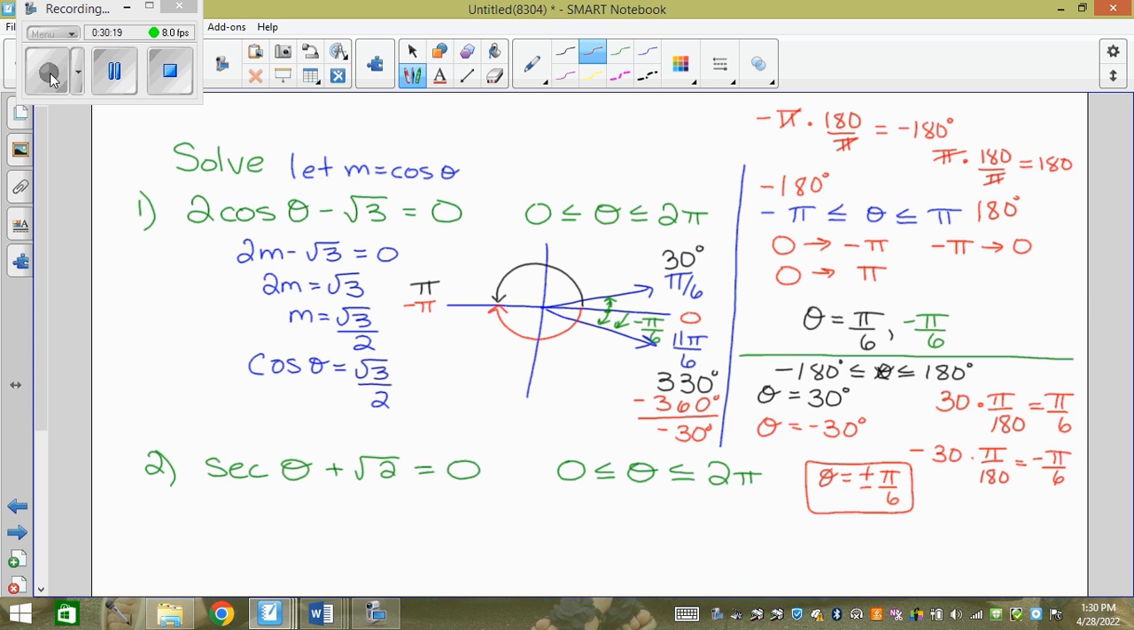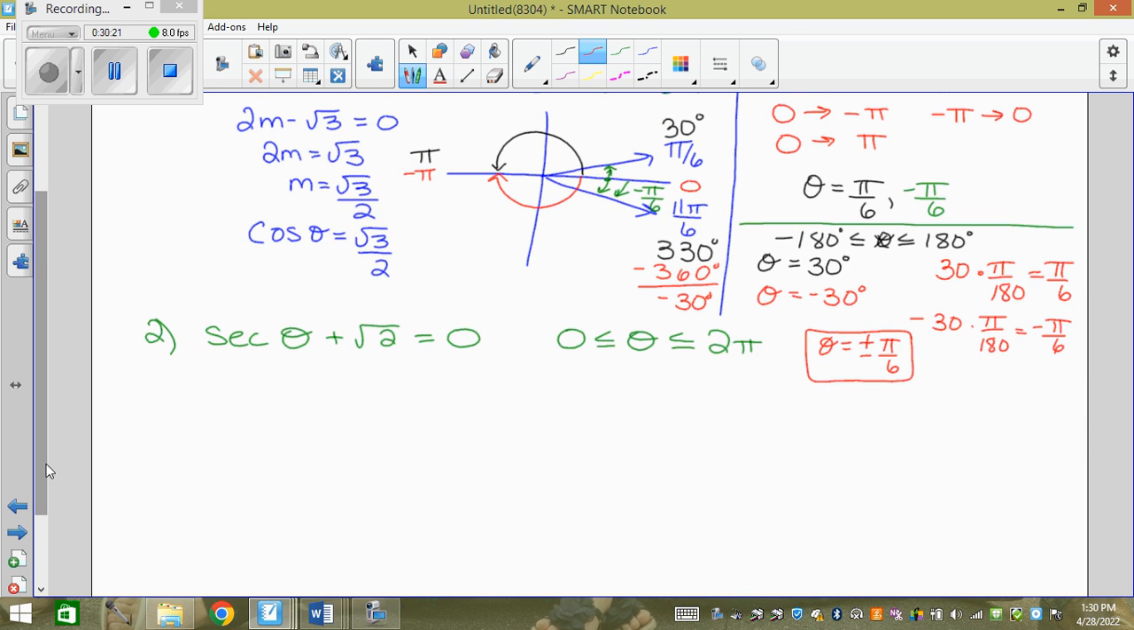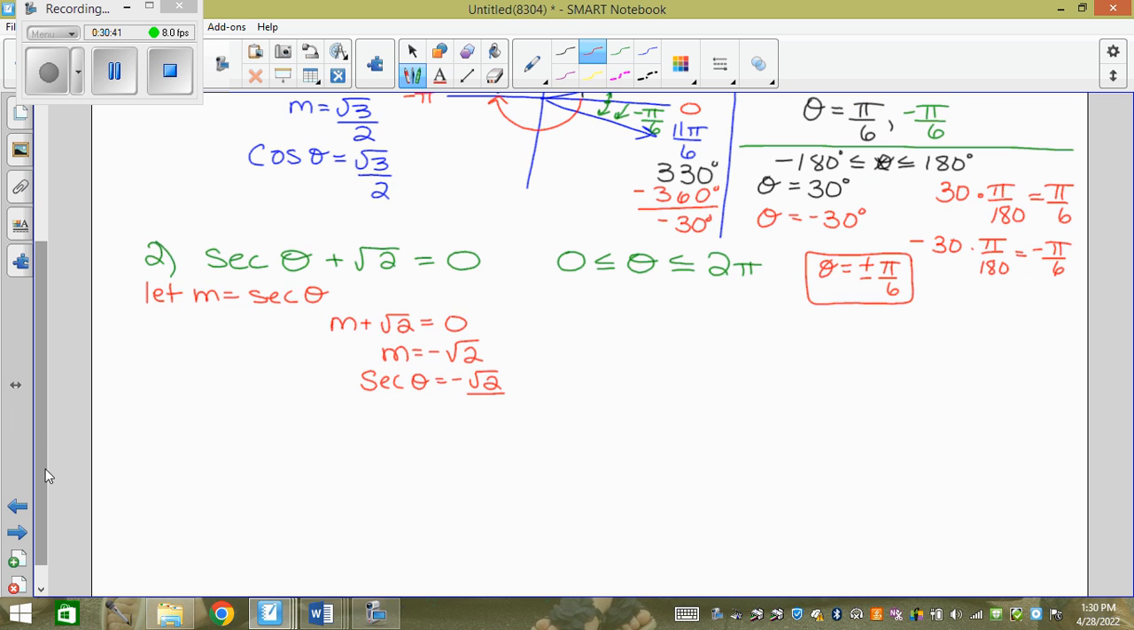Okay, let's look at this one. So we're ultimately going to get, let m equal secant theta, m plus root 2 equals 0, m equals negative root 2. So secant theta equals negative root 2. Secant is negative root 2 over, what's it over? Every single number is actually a fraction, over 1, right? So secant goes with cos, cook extra rice, so this is rice extra.